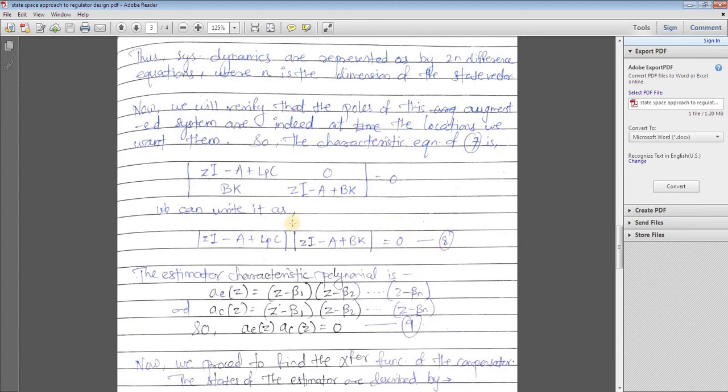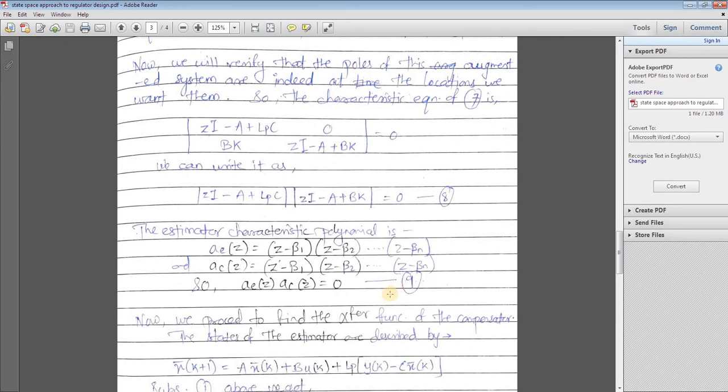So now we have to look at the estimator characteristic polynomial, that are AC of z and AE of z. Both are the same, and both are 0. So this is equation number 9. One thing I would like to tell you is that equation number 9 shows that the poles of the 2n dimensional dynamic equation which describes the feedback system are precisely the locations where we have to place our state feedback controller and estimator poles.